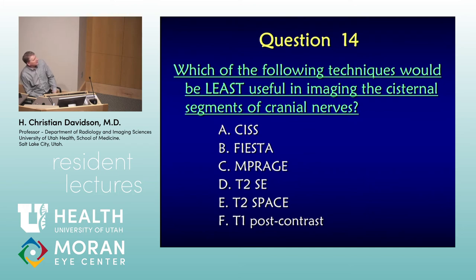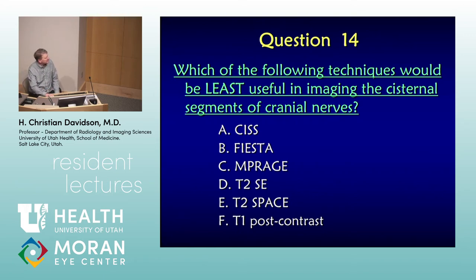Four of these are T2 sequences, and two of them are T1. And this probably is not that fair. An MP RAGE is a variation of how to do T1 imaging. And the basic T1 sequence, which is a spin echo, is the one that was originally developed. It's the most commonly used.